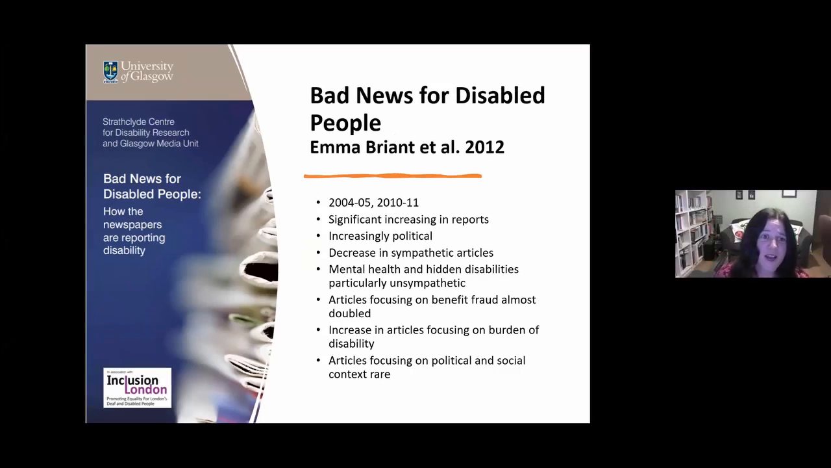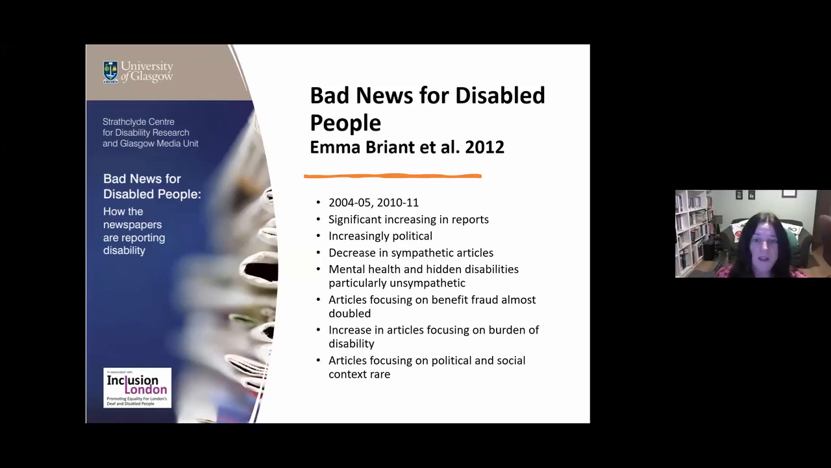So, tabloid media coverage of disability, carried out by Glasgow University, as I was saying, in 2012. They looked at media coverage of disability in the first decade of the 2000s. What they found was a significant increase in reports with a focus on disabled people, and that these reports had increasingly political slants to them. They also found a decrease in articles which were sympathetic to disabled people, and that in particular articles which focused on mental health or hidden disabilities were particularly unsympathetic.